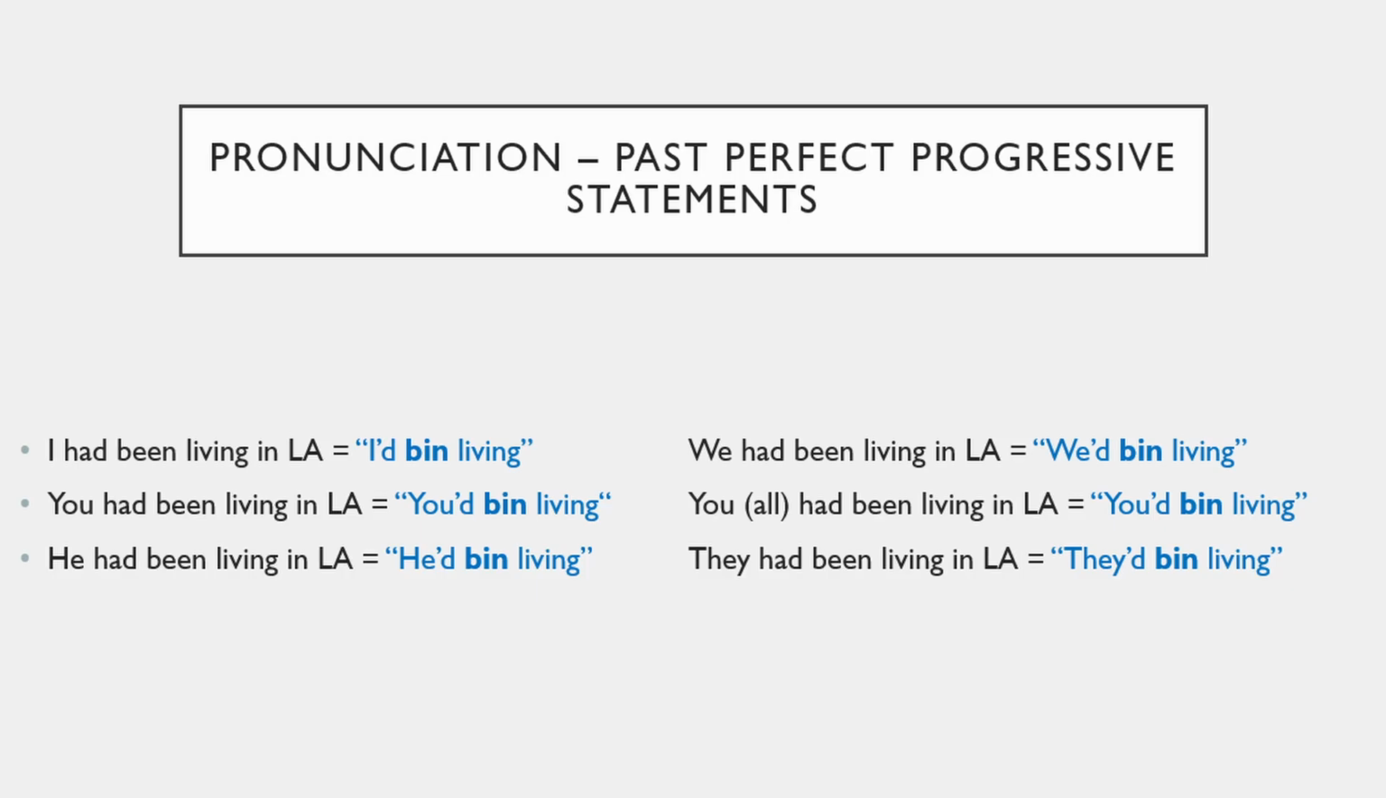I had been living in LA. What do you hear there? I'd been living. You hear a slight D sound, and then you kind of punch the been. I'd been living in LA. That's first person. Second person, you'd been living. All right, again, slight D sound, punch the been.